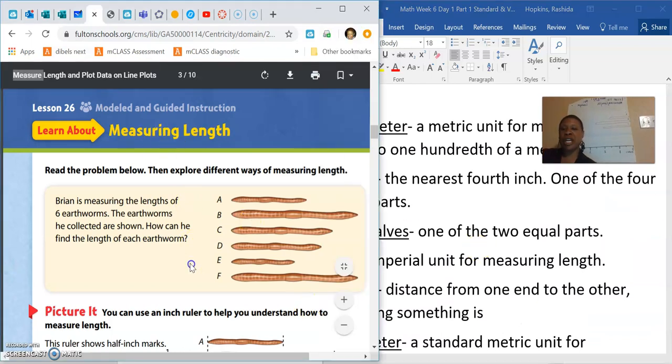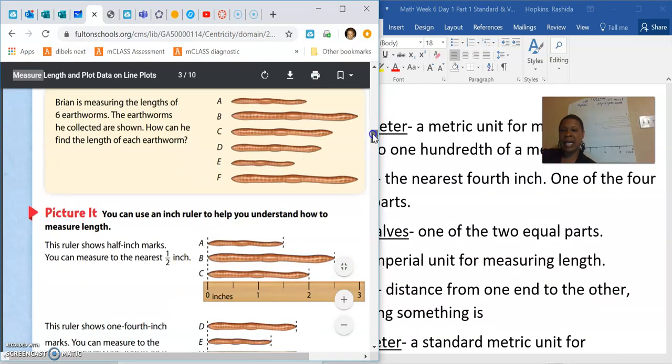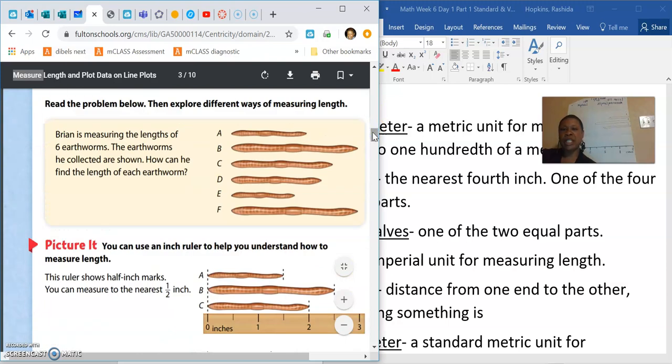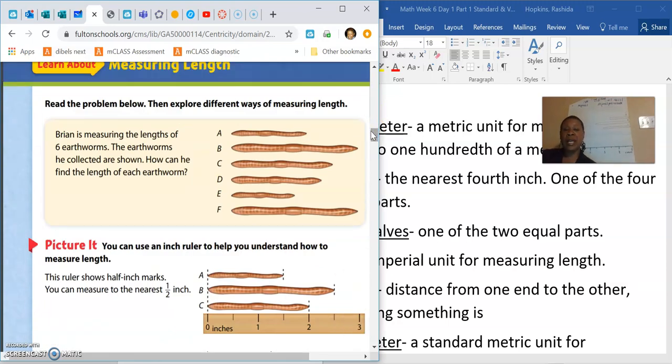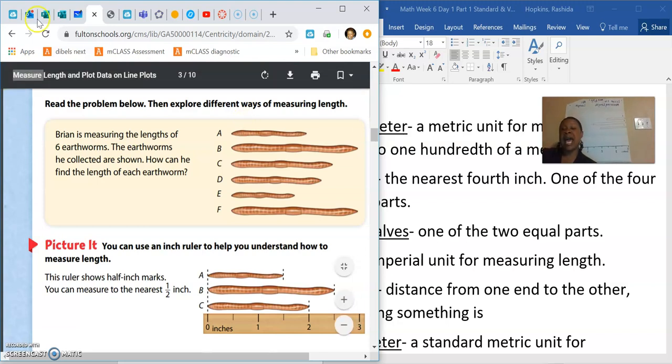Now let's jump into this lesson. We're going to read the problem below, then explore different ways of measuring length. Brian is measuring the length of 6 earthworms, and the earthworms he collected are shown. How can he find the length of each earthworm? A, B, C, D, E, and F each have a certain length. If you notice, they all have different lengths.